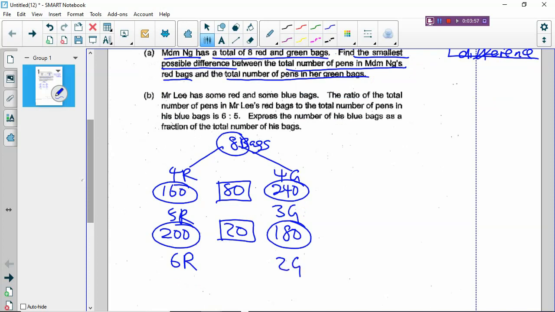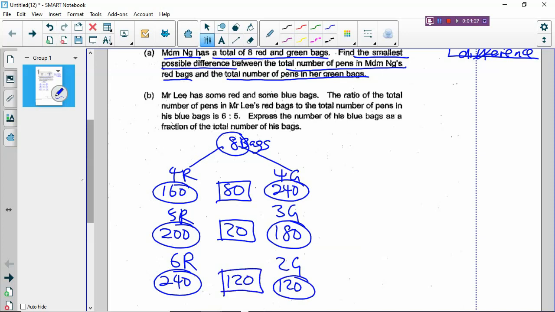So 6 red bags plus 2 green bags, you will get a total of 8 bags. If there are 6 red bags, then there'll be 6 times 40, so you will get 240 red pens. And if there are 2 green bags, then 2 times 60, which will be 120 green pens. What's the difference? The difference is now very big. 240 minus 120, the difference is 120.